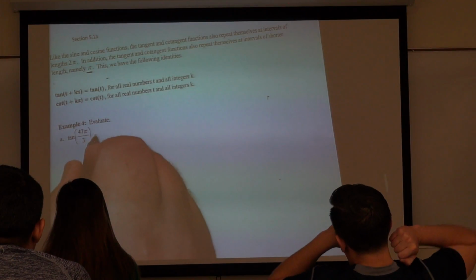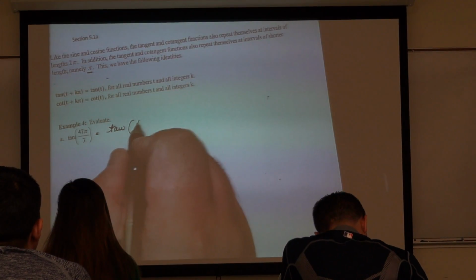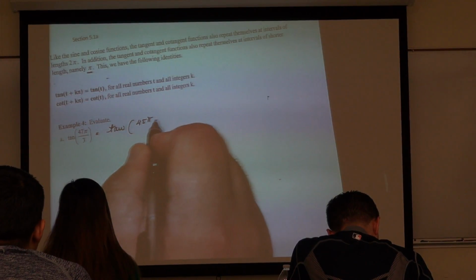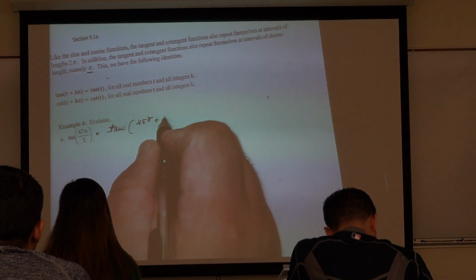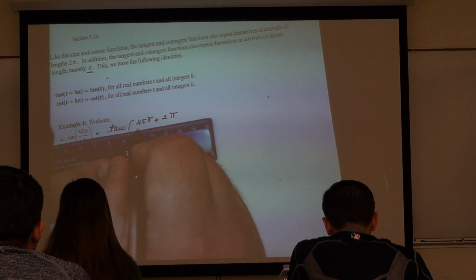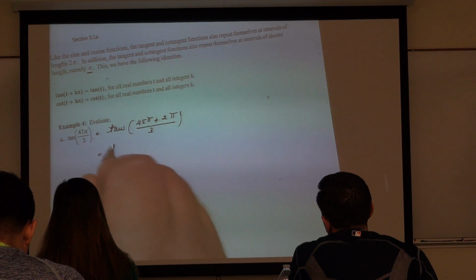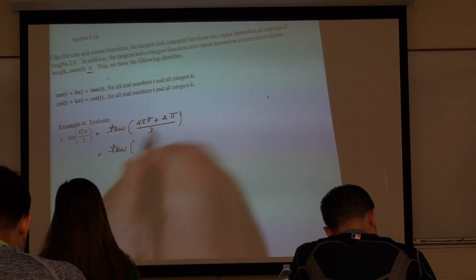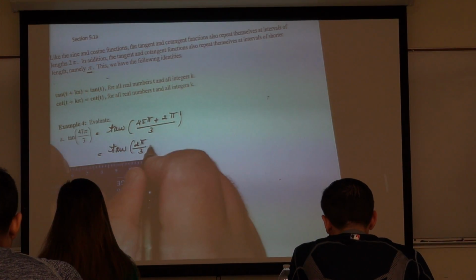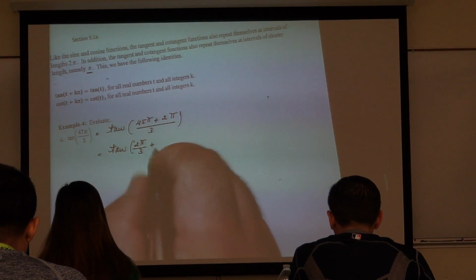I'm going to write this as tangent of 45 pi over 3 plus 2 pi over 3. Why did I do that? Because you can take the height out of it. So this will be tangent. Now I've got to do 2 pi over 3 plus, what's 45 pi over 3? 15 pi.